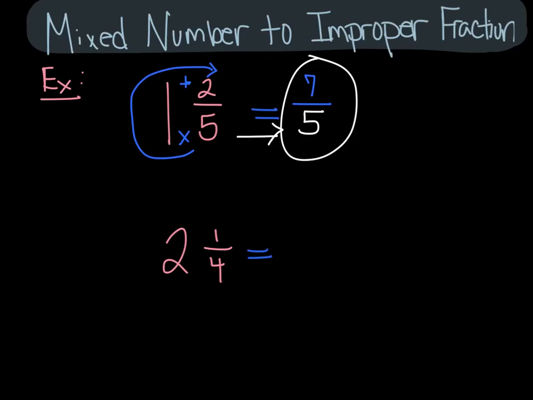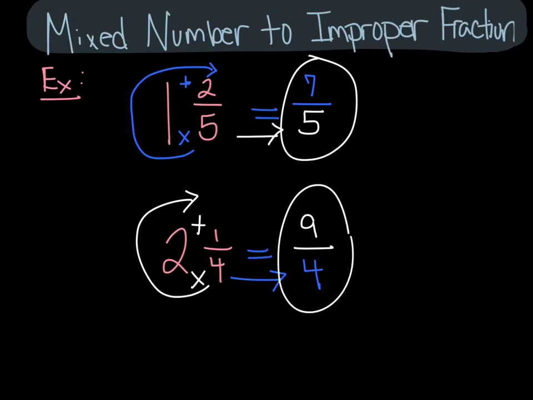Let's look down here. We have 2 1/4. Multiply your denominator and whole number, and then add your numerator, again, in this order. 4 times 2 plus 1. 8 plus 1 is 9. Denominator stays the same. Okay? And then we leave it.